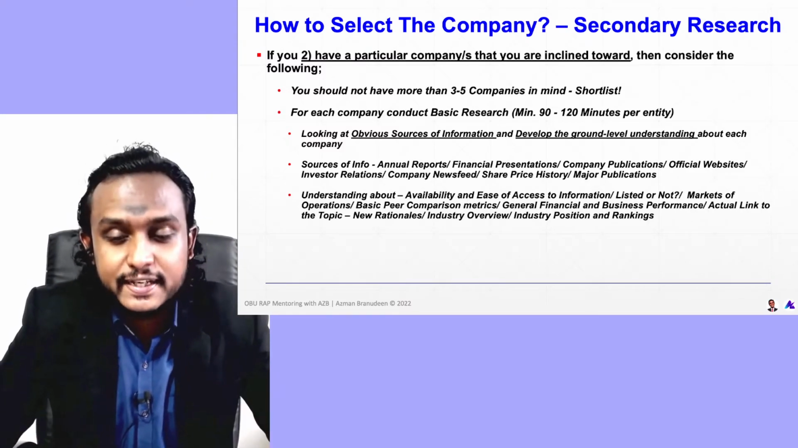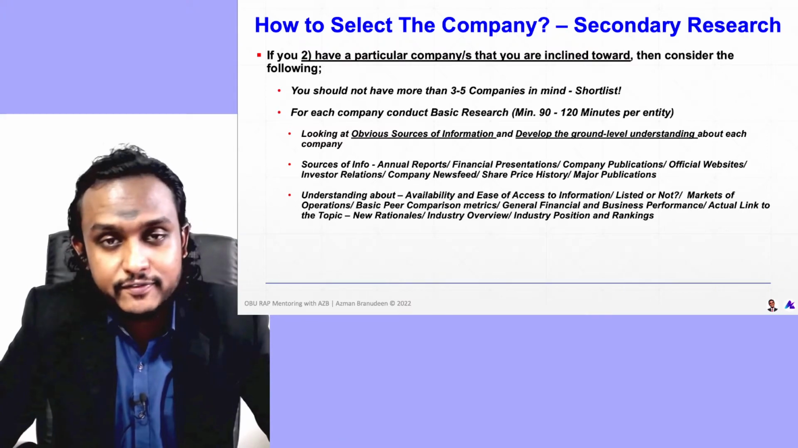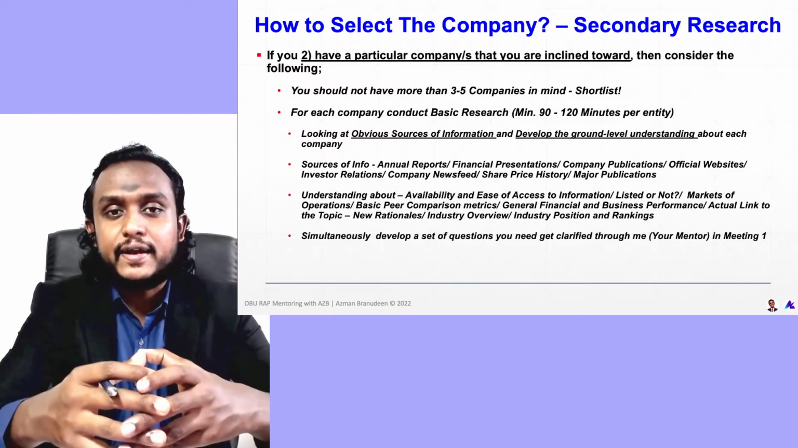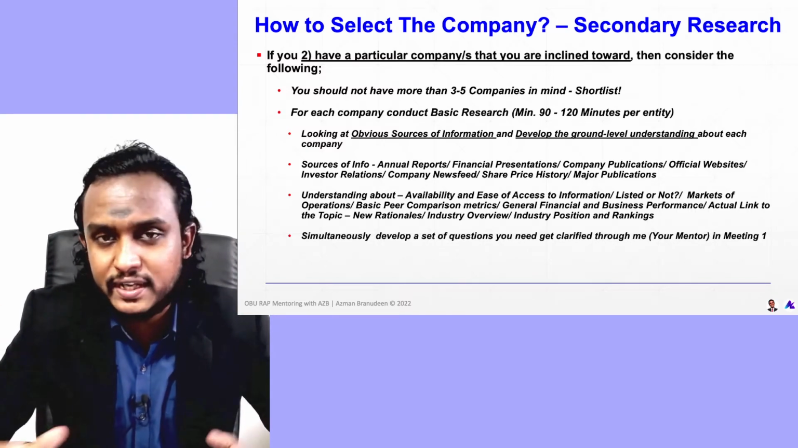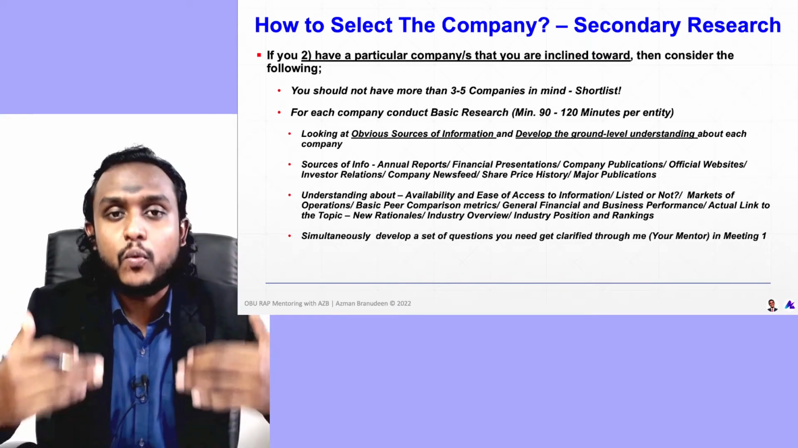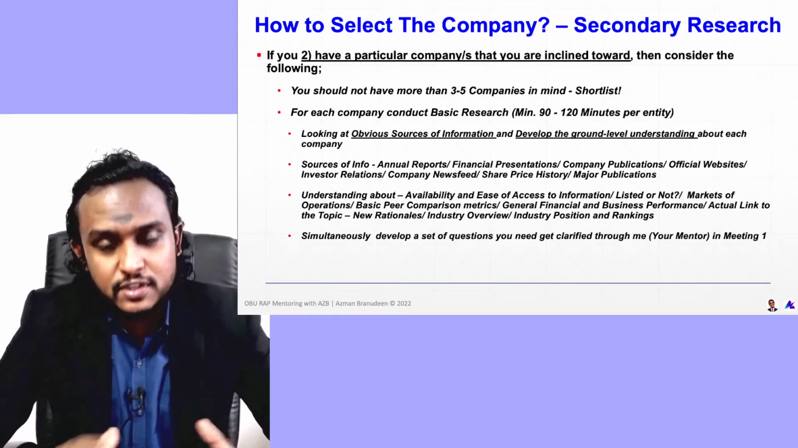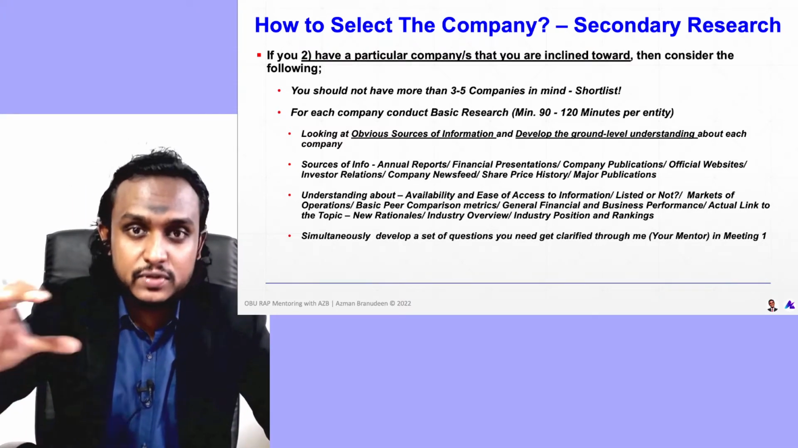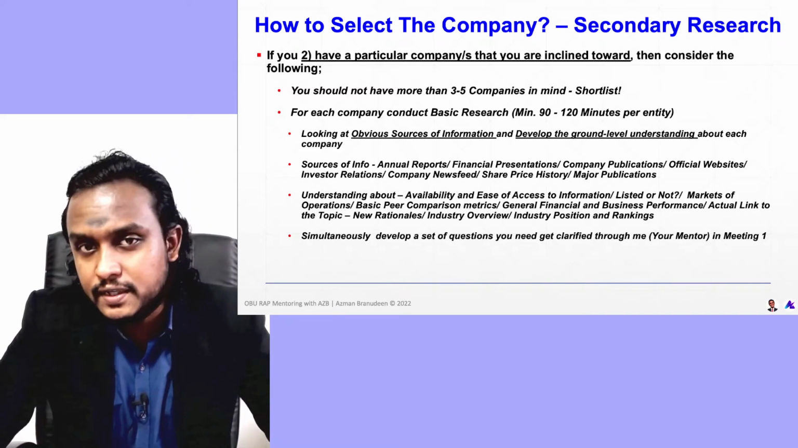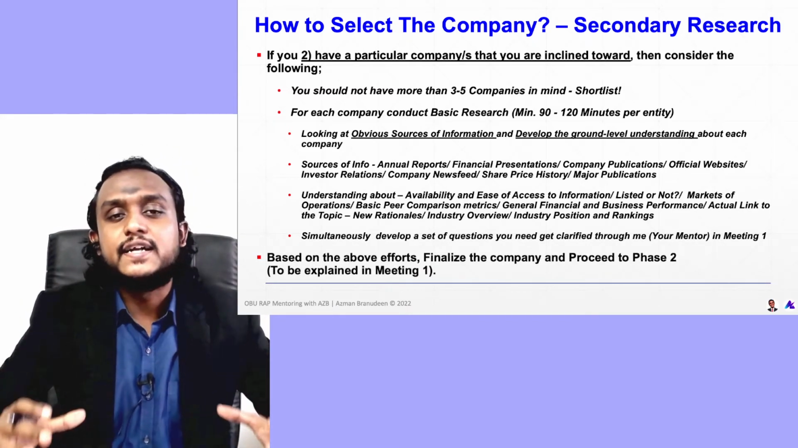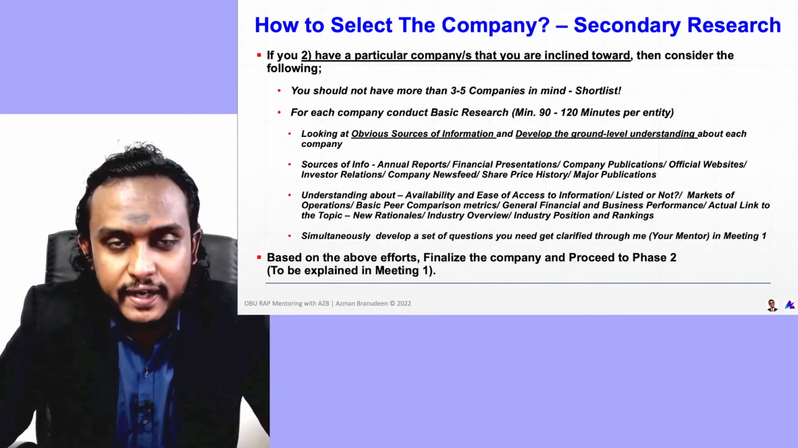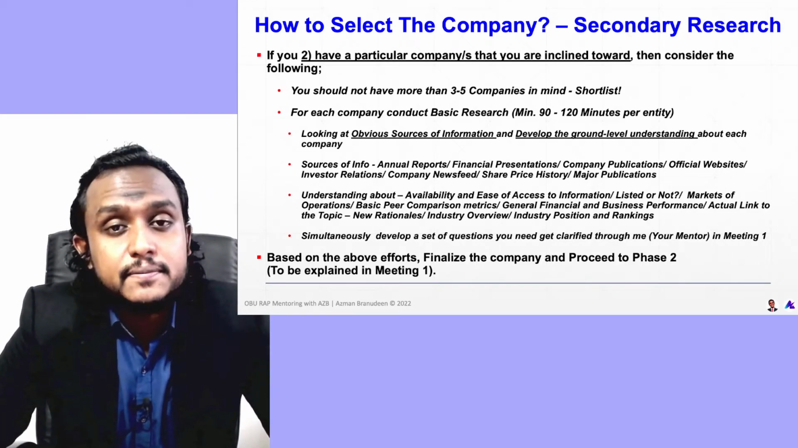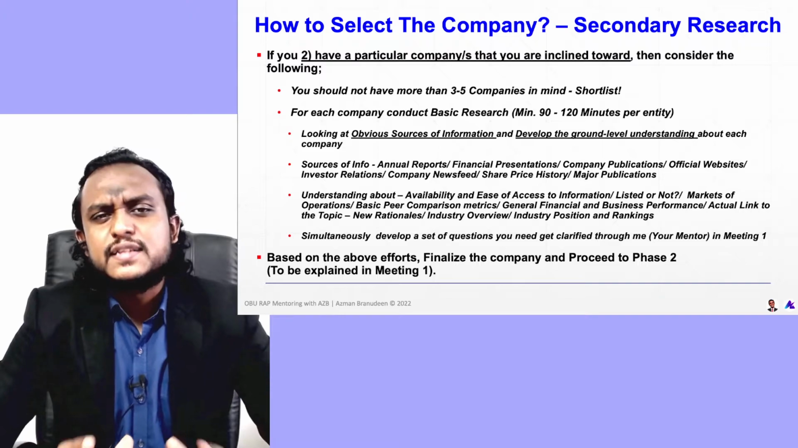So, the rationale for selection, industry overview, industry position and rankings are all areas that you need to develop an understanding about. Simultaneously, during this process, you can develop a set of questions about each company and bring them to main meeting 1 for our discussion. And if most of them can get clarified by yourself with the research itself, then all the better. And then we will hash out the remainder so that you can move forward with a clear mind. And finally, based on all of the above efforts, you can finalize your company and proceed to phase 2, which we will be discussing in main meeting 1. So that is how the second scenario plays out.